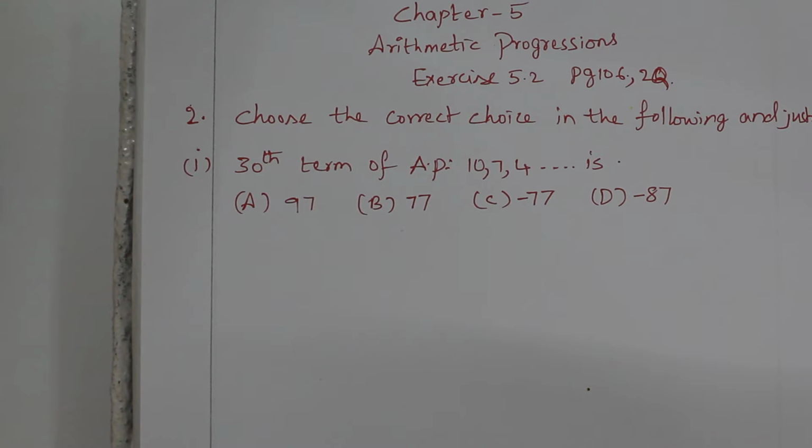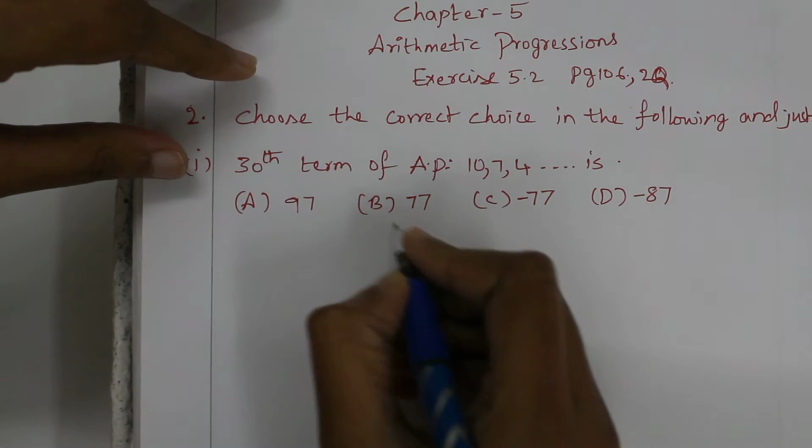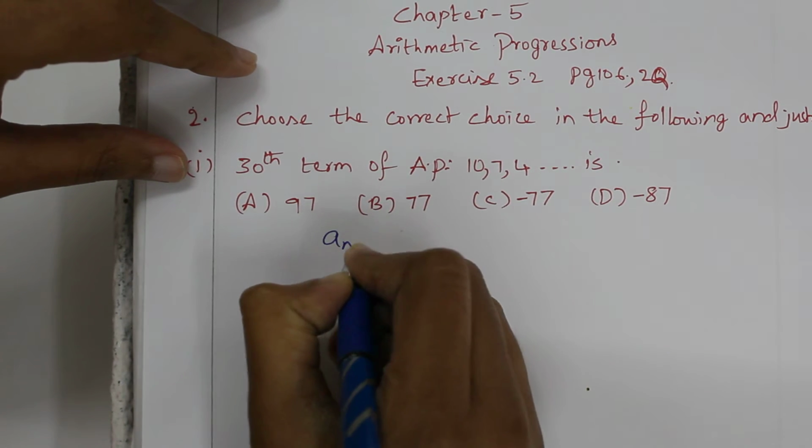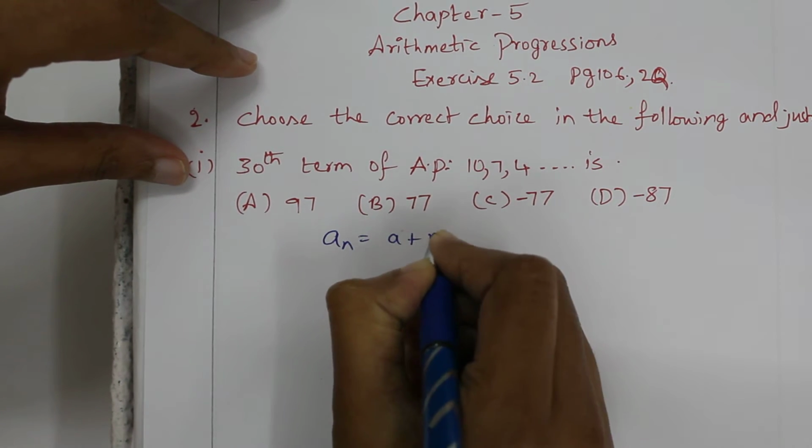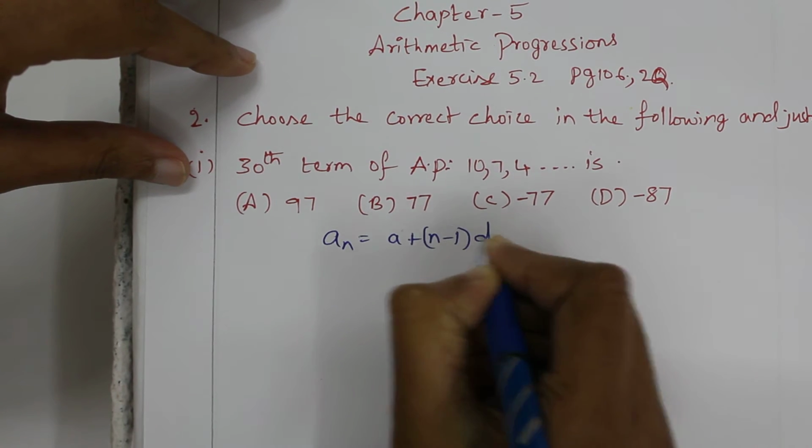Let's read the first question. The 30th term of the AP 10, 7, 4 is. So he has given a series called 10, 7 and 4 so on, and we have to find the 30th term in this arithmetic progression. First of all, we know that the formula of an is a plus n minus 1 into d.